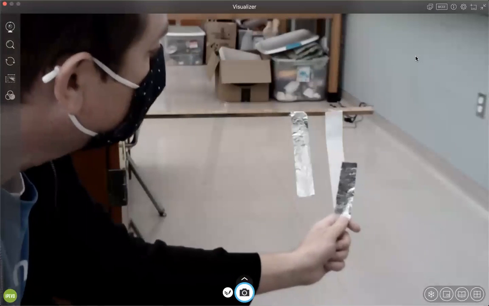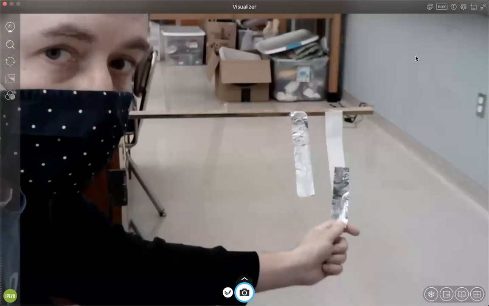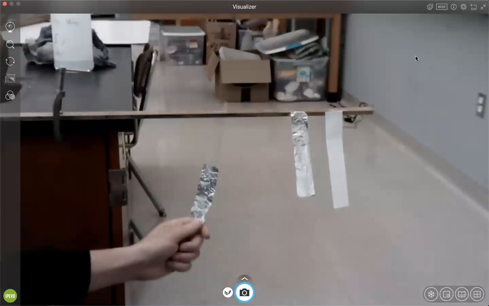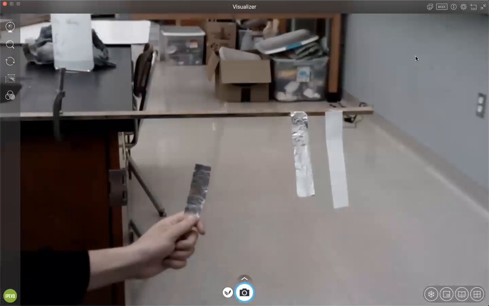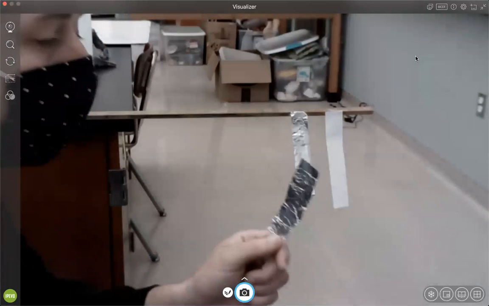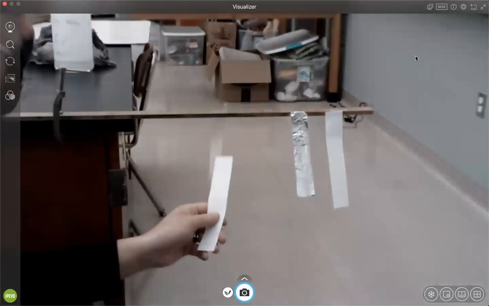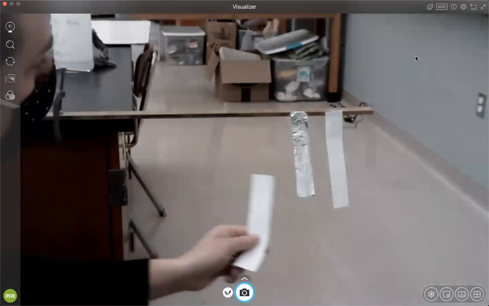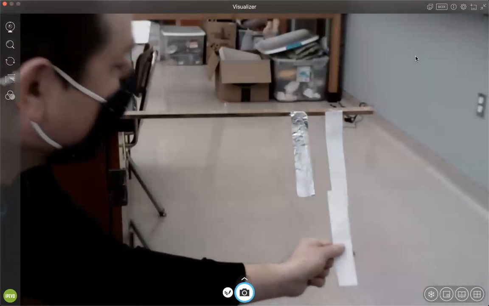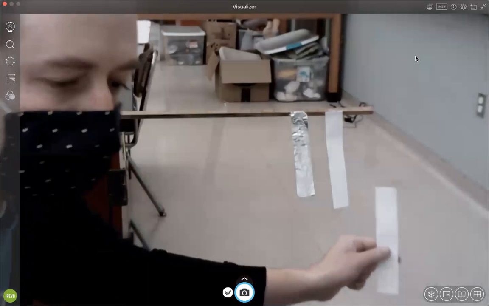I can look at aluminum foil and paper, and I don't see any interaction. I can look at aluminum foil and tape, and there is interaction. So with aluminum foil and tape, there is an attraction. They get pulled to one another. The tape and the paper also get pulled to one another. The paper and the foil does not get pulled. The paper and the paper does not get pulled. But the paper and the tape does get pulled.